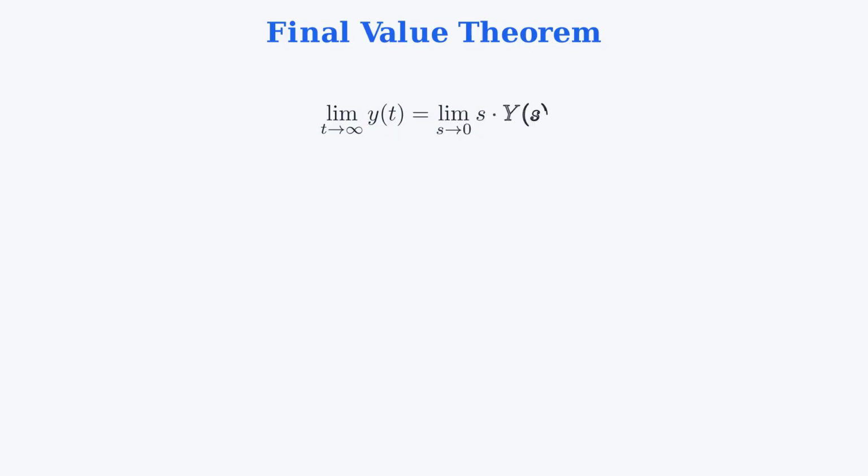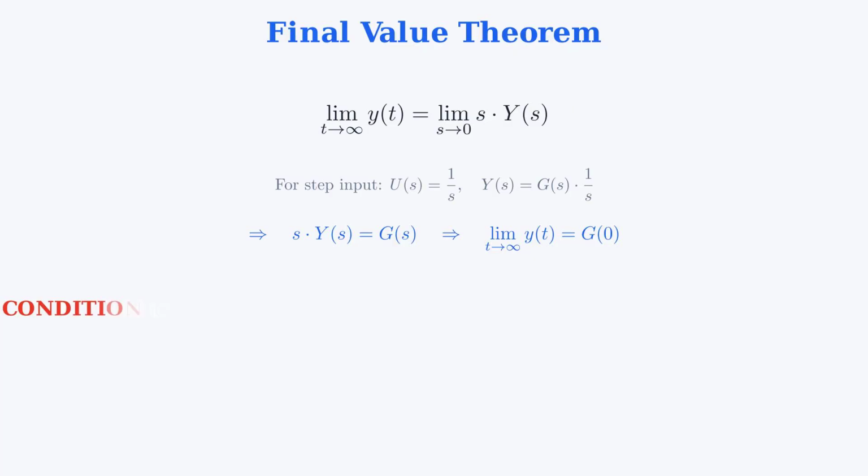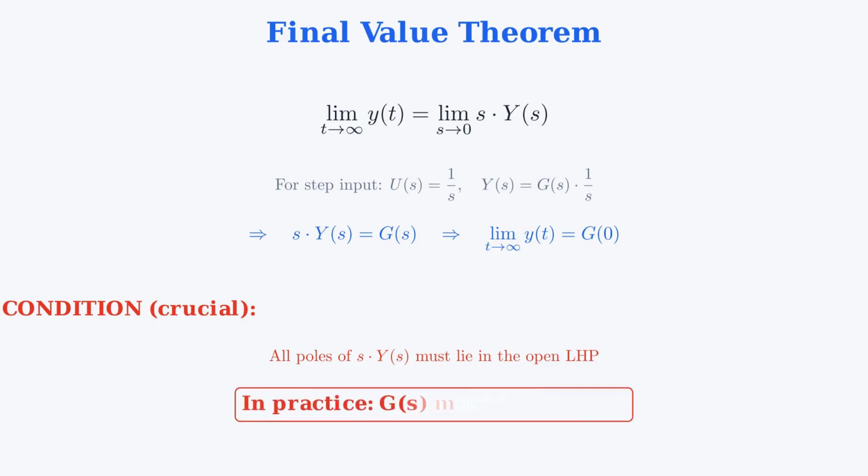The final value theorem states that the limit of y of t as t goes to infinity equals the limit of s times y of s as s goes to 0. Why does this work? Recall that the Laplace transform of a derivative is s times y of s minus the initial value y of 0. If y of t approaches a steady value, its derivative approaches 0. Taking s to 0 in the Laplace domain corresponds to taking t to infinity in the time domain. That is the intuition behind the theorem.